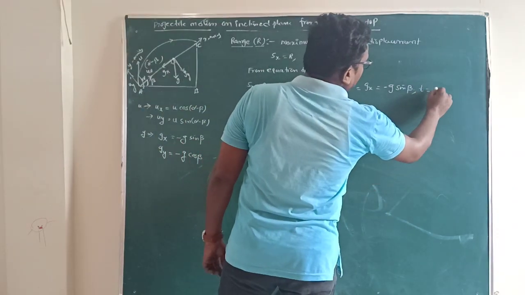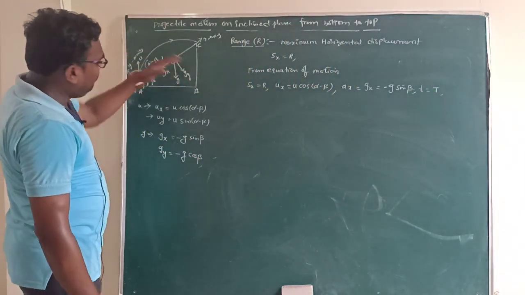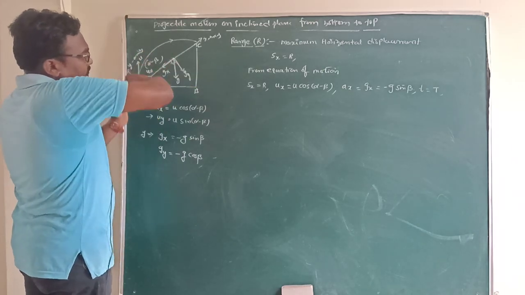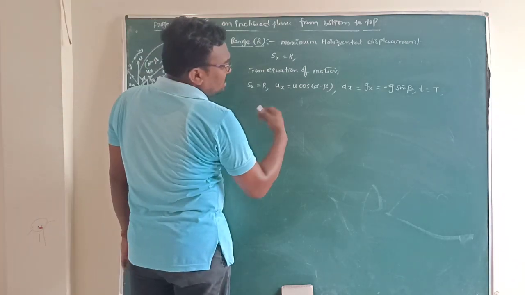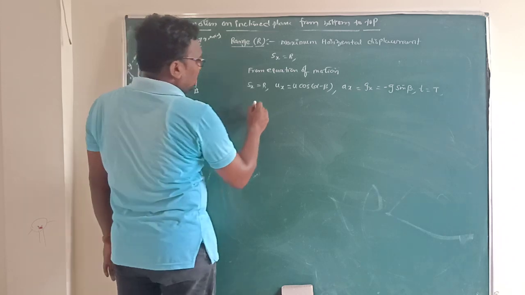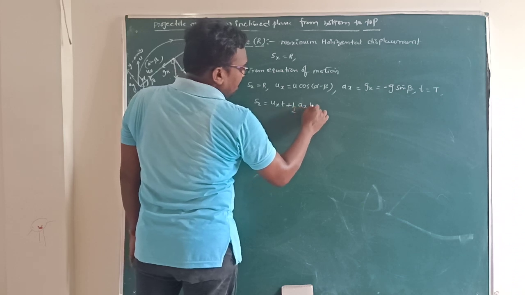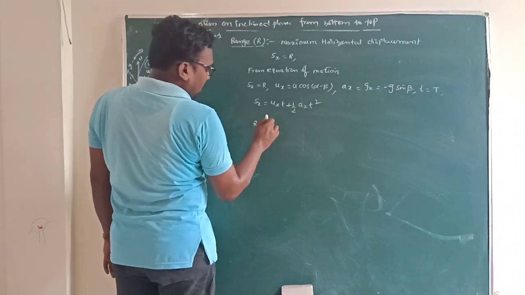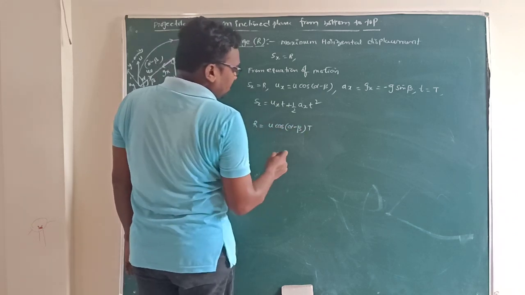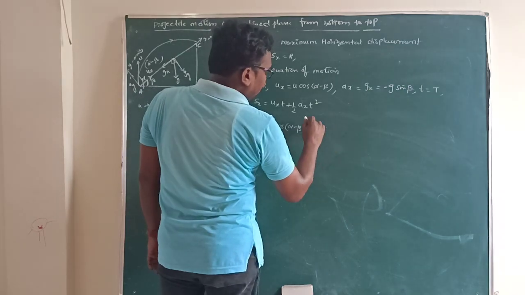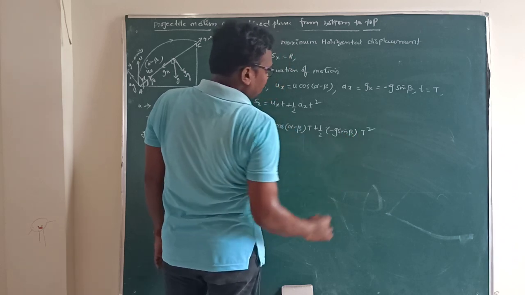And the time is equal to the time of flight, which means the complete journey, from A to C. So time is capital T. All these parameters are fitted in one equation, Sx is equal to Ux T plus 1 by 2 Ax T squared, where Sx is equal to R. So R is equal to u cos(alpha minus beta) T plus 1 by 2 times minus g sin beta T squared.